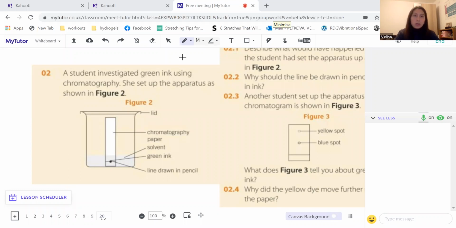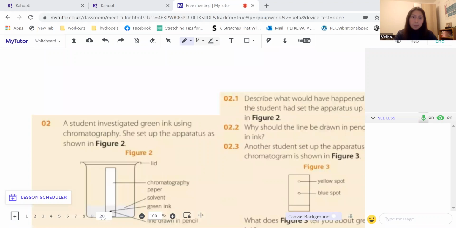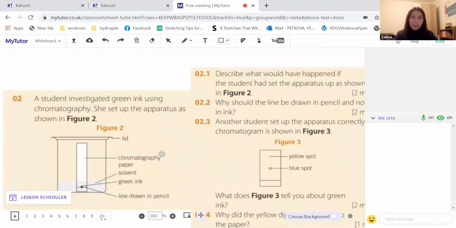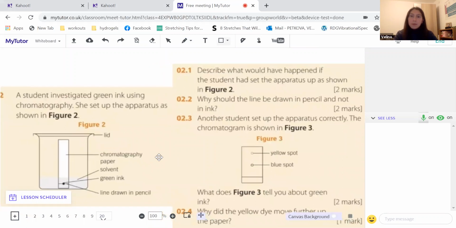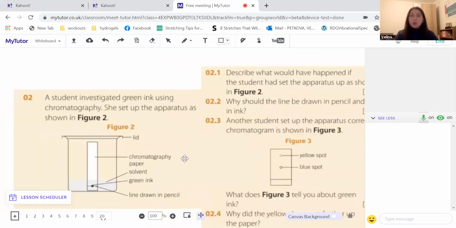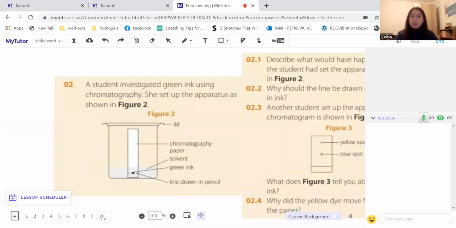Okay, so a student investigated green ink using chromatography. So we're on paper chromatography. Set up the apparatus as shown in figure 2. So the first question is, what would have happened if the student had set up the apparatus as shown in figure 2? So what is wrong with the apparatus in figure 2? Does anyone have any idea?